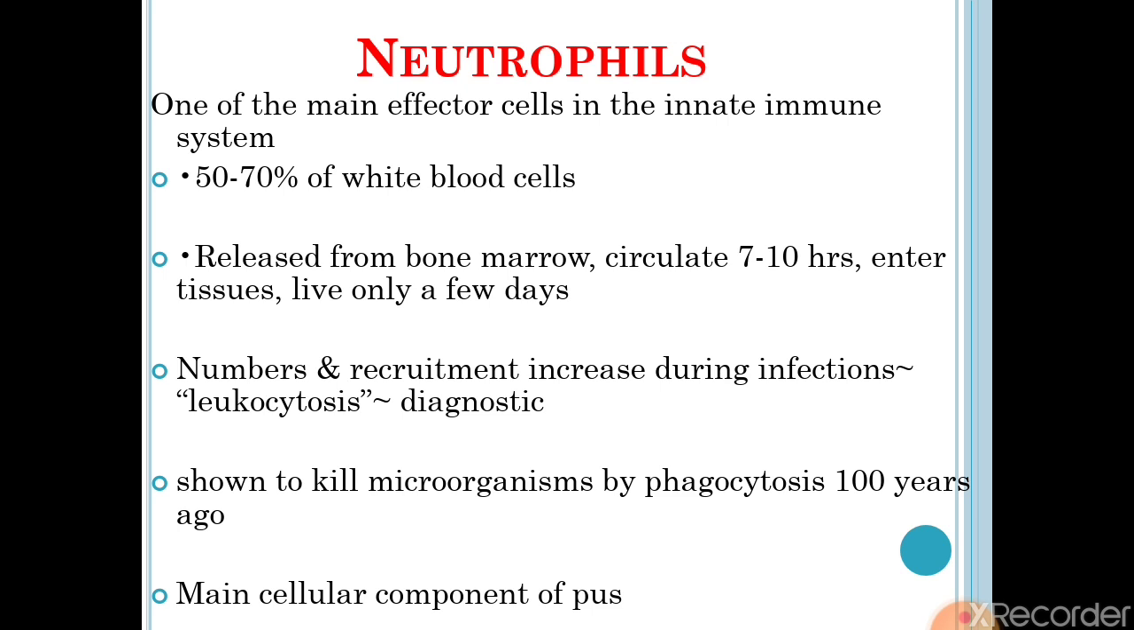Now the number and recruitment increases during infections. That is, their number increases during the infection. So overall, the number of leukocytes is increased. That is called leukocytosis, and it is used as a diagnostic feature for any kind of infection. Neutrophils were shown to kill microorganisms by phagocytosis around 100 years ago. The neutrophils are also the main cellular component of pus.